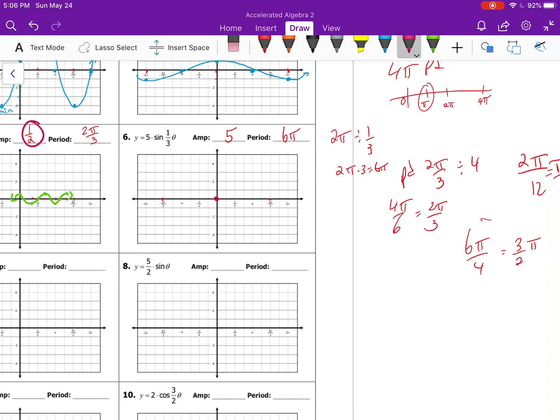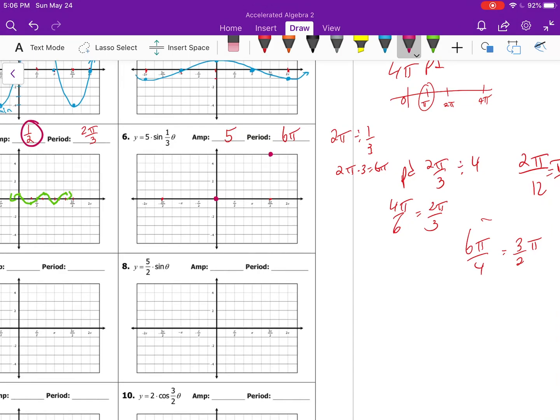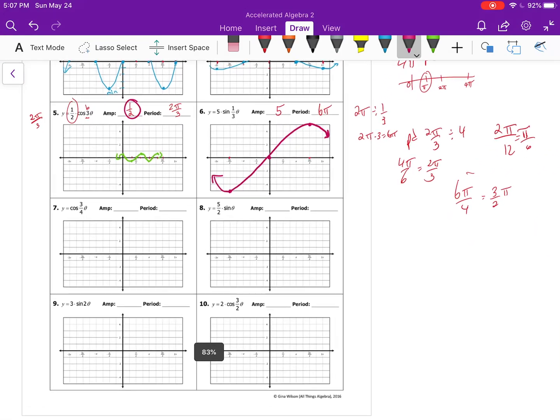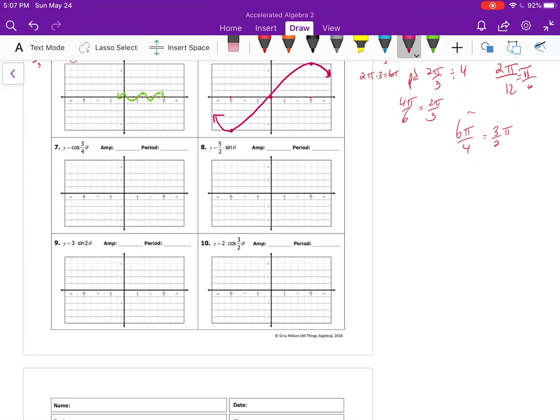I've also got an amplitude of 5. So for my sine, I'm going to draw my dot here, right? But then I'm going to go all the way up to 5 for my max. And then, because normally sine would go middle, max, middle, min. And then all the way down to 5 over here for my minimum. And so this graph is going to look something like this.